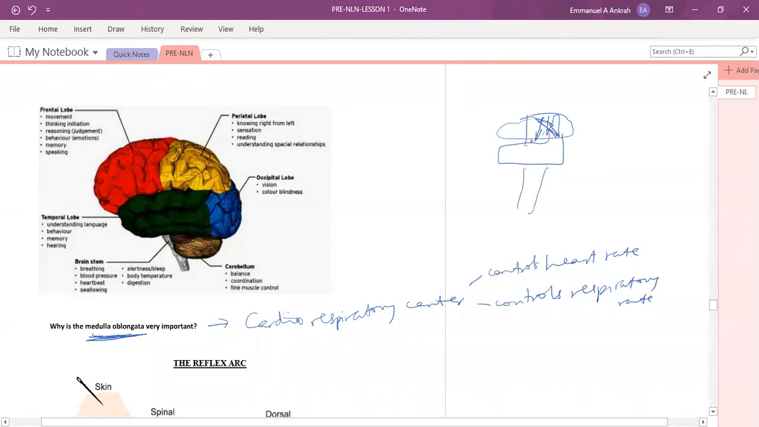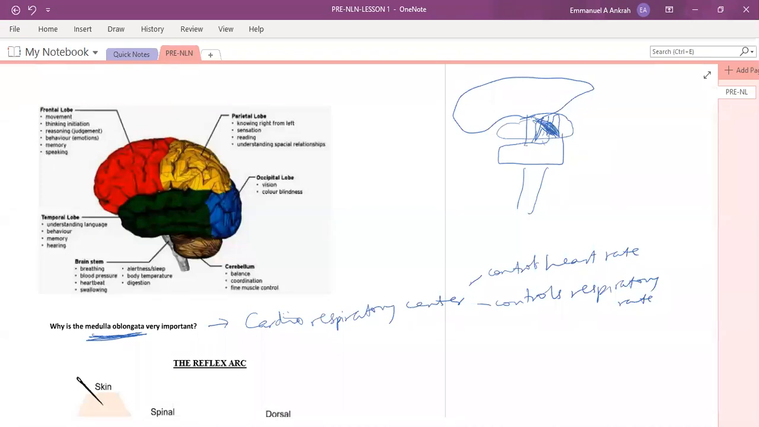So if someone has an injury, this bone can fracture, and the brainstem is somewhere here. The brainstem is passing through your brain. So if it fractures, it can compress on the midbrain, the brainstem. So if you compress on the brainstem, it means that the medulla oblongata will be compressed. And once it's compressed, the heart will stop, and then the respiration will also stop, and then there's a problem.